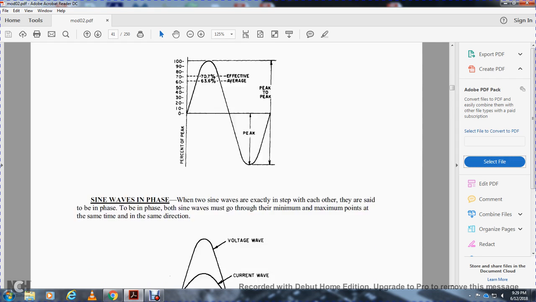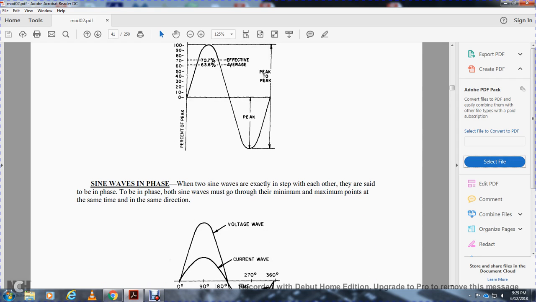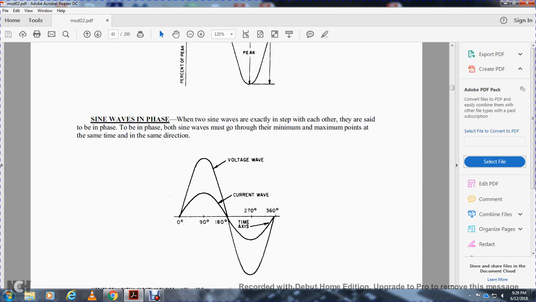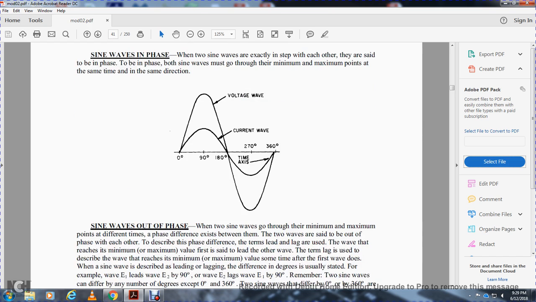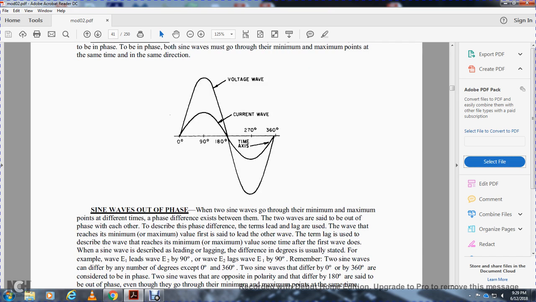Phase. When two sine waves are exactly matching each other, they are said to be in phase. To be in phase, the sine waves must go through the minimum and maximum points at the same time and in the same direction. So you have the voltage wave and the current wave going through the x-axis at the same degree, in the same direction, at the same time.